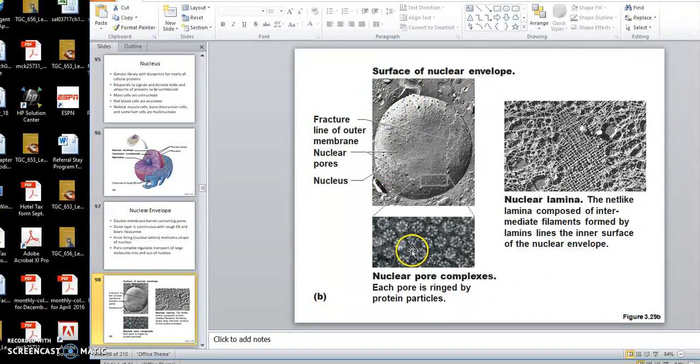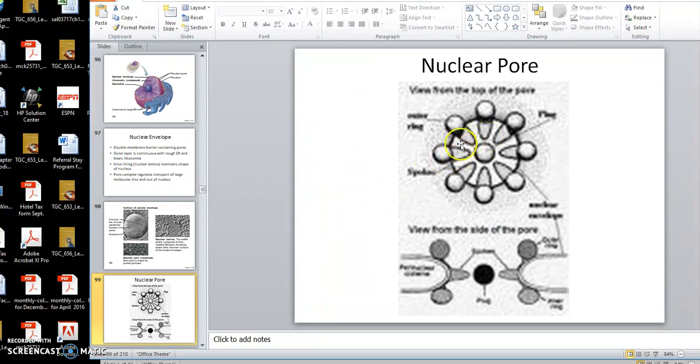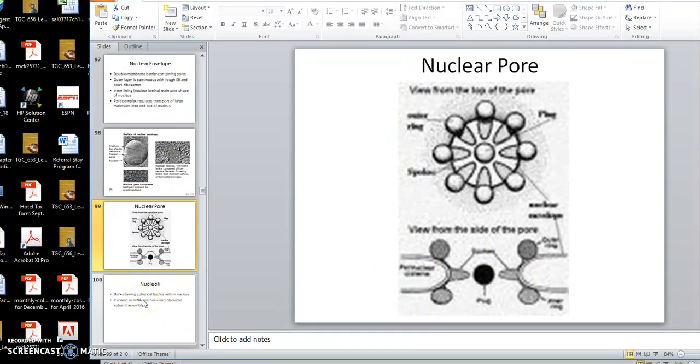Here are the nucleopores. This is an electron microscope picture. Here would be the nucleopores. Here's the outer membrane, inner membrane, and intermembrane space, which are also called the perinuclear cisternae. Cisternae means box or chest.